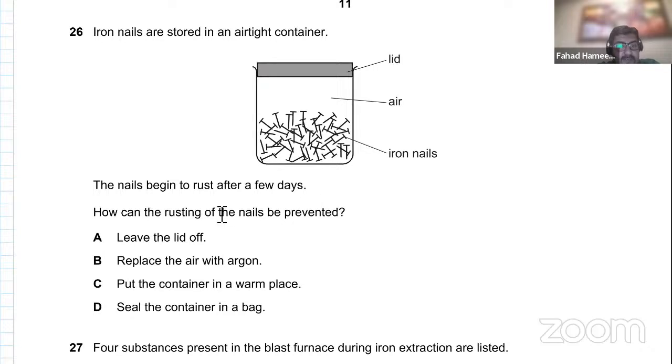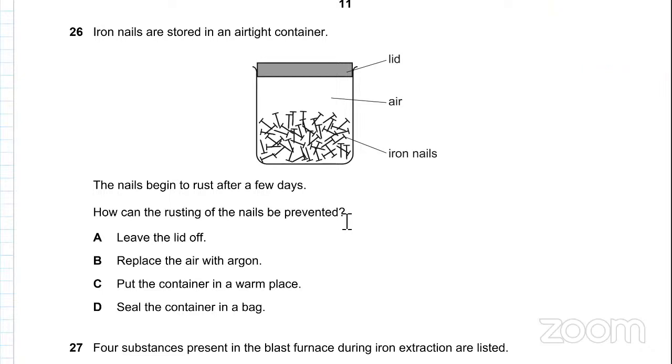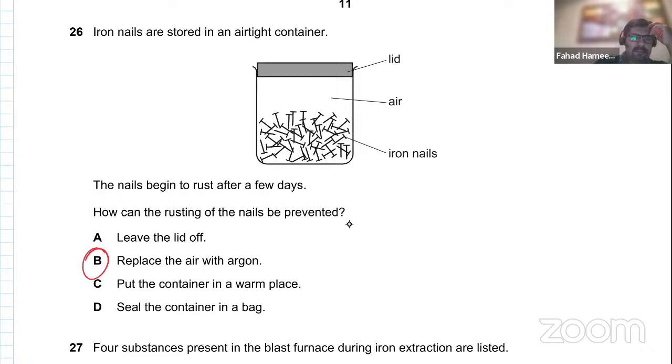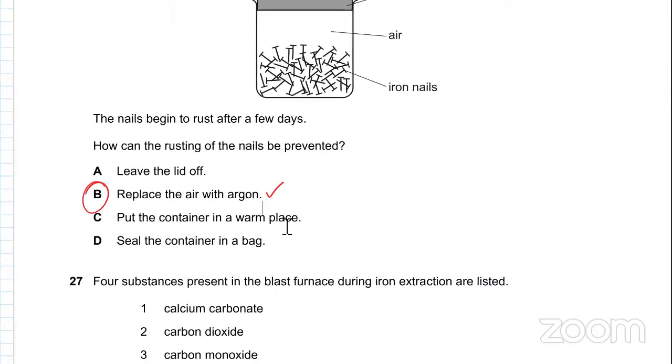Okay. Question 26: nails are rusting over here. The nail begins to rust after a few days. How can the rusting of the nails be prevented? Is it D? No, replace the air with argon, B. Rusting needs air, right? So you need air for it. If it's in a bag, it will still have air. In a warm place rusting would be faster, okay?